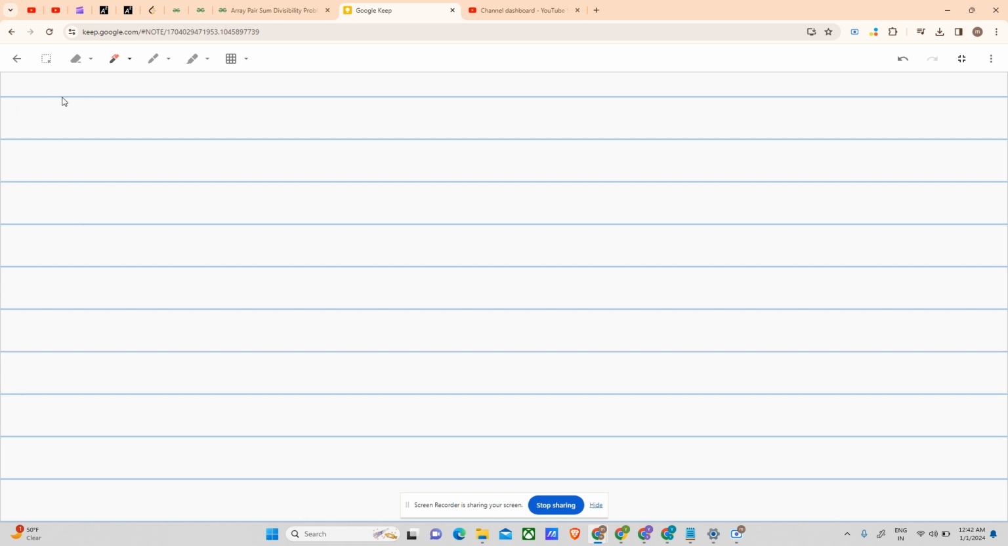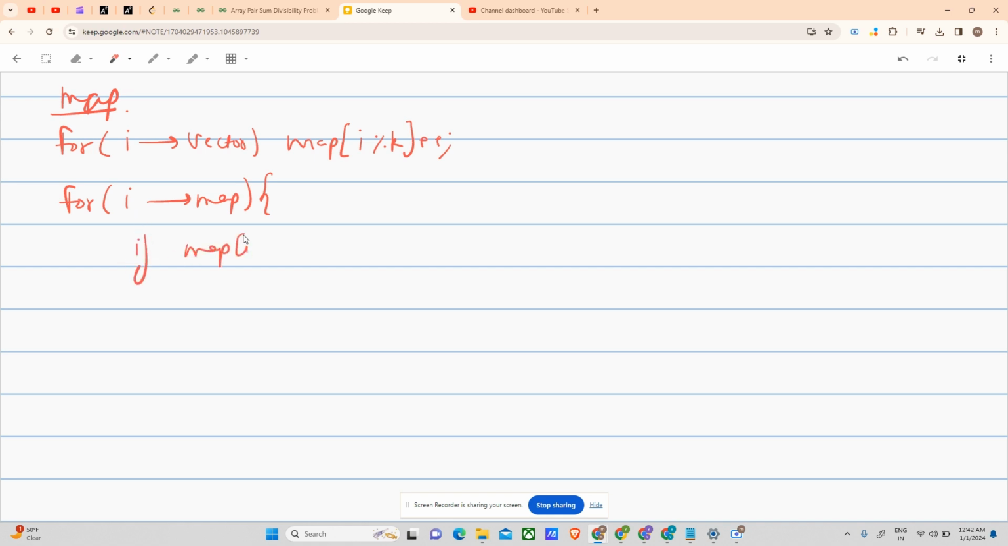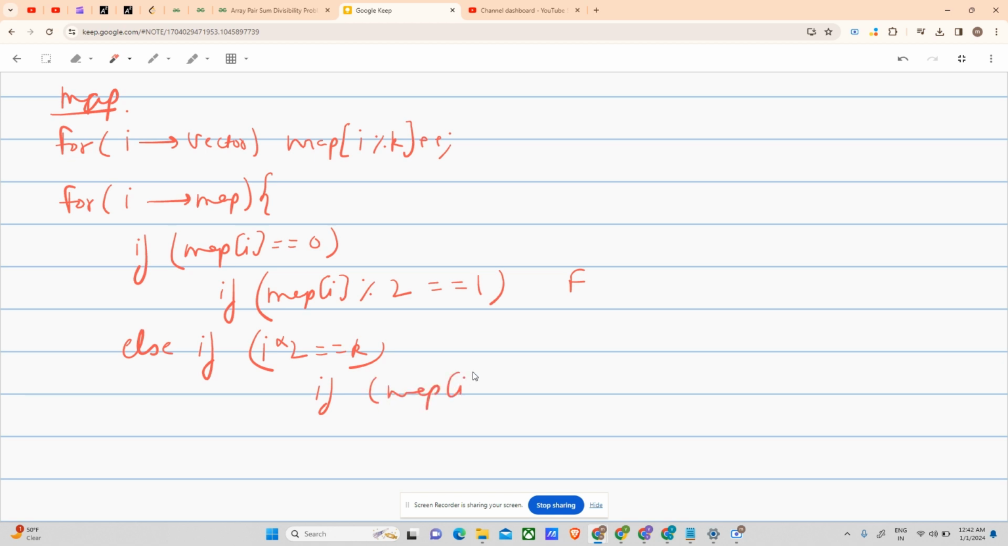The pseudocode works like this: create a map. Now for i belonging to the input vector, map of i percent k plus plus. Now for i in map, if i equals 0, in that case if map of i percent 2 equals 1, that is odd, in that case return false. Else if i times 2 equals k, and if map of i percent 2 equals 1, in that case also return false.